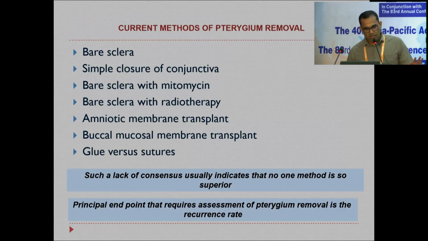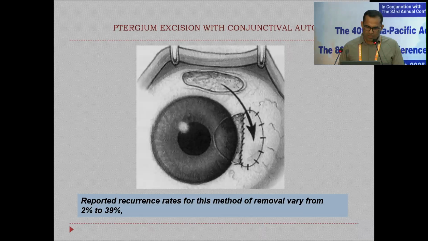There are different methods of pterygium removal he has already discussed. But why are there so many methods? Because there is a lack of consensus. Usually that indicates that no one method is superior, but we have to find out theoretically which method should be better. The most commonly used method is conjunctival autograft, but if you look at the PubMed published articles, the recurrence rates vary from almost 2% to 39%. Why? Everyone is putting the graft, everyone is removing the pterygium. Why such a variedly reported recurrence rate?